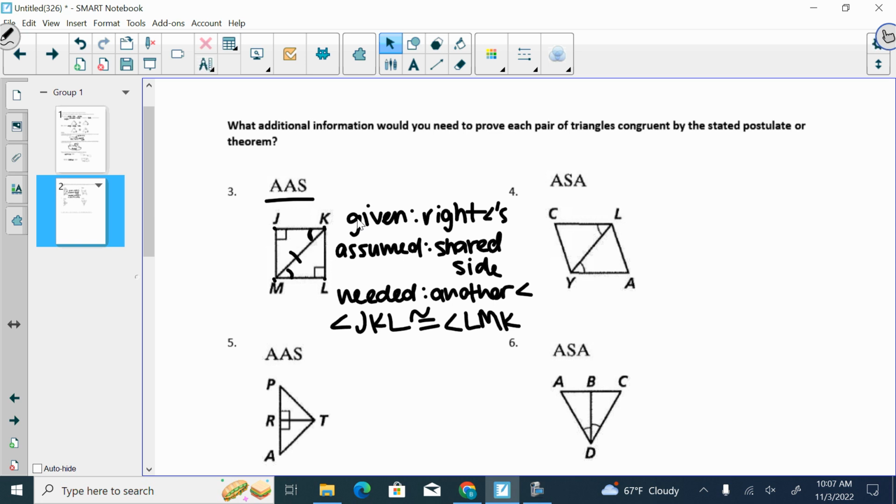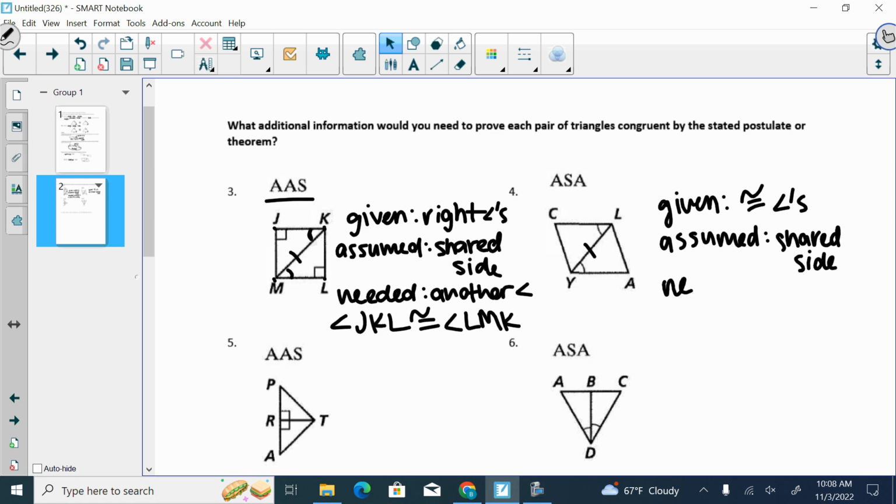Okay. What about on number 4? Did they mark anything or give us anything on number 4? Yes. What did they give us? A pair of congruent angles. Good. Okay, is there anything that they didn't mark that we can assume to be congruent? Shared side. Good. Okay, so we've got one pair of angles, one side. So what do I still need? Another angle. Another angle. Good.